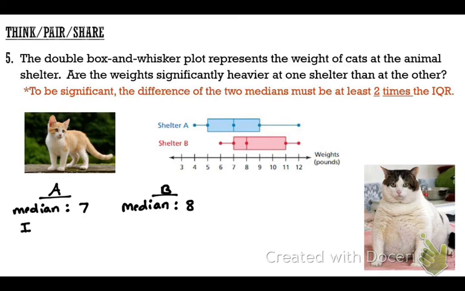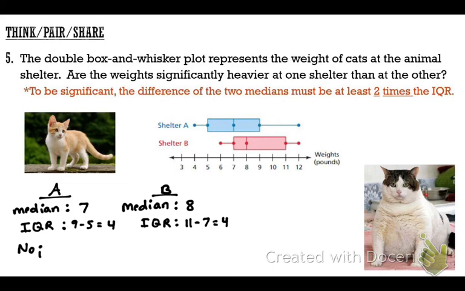Okay, let's now talk about the IQR. Remember, you take the top of the box and subtract the bottom of the box. So we are going to have 9 minus 5, which equals? 4. Let's talk about the IQR for shelter B. How would I find that? 11 minus 7. 11 minus 7, which is? 4. Okay, so remember, once again, we can see here the answer has to be no.